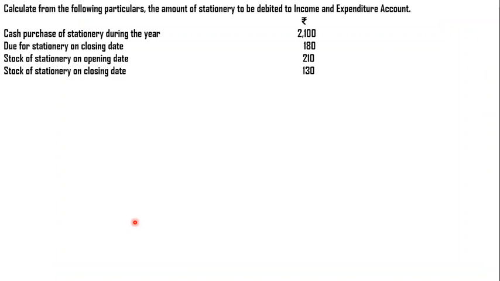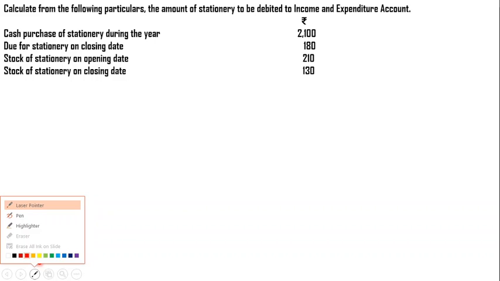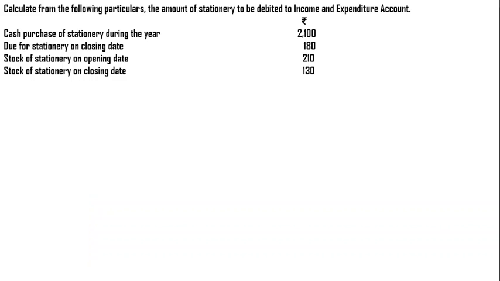Let's take another example. This is a question given to you which says calculate again the amount of stationery to be debited to income and expenditure account where you are given cash purchases. So we have to remember, now it's a cash purchase, so we have to look for the credit purchase also, then opening plus closing. Again for the creditors, it's given due for stationery on the closing date. So this is nothing but creditors at the end.